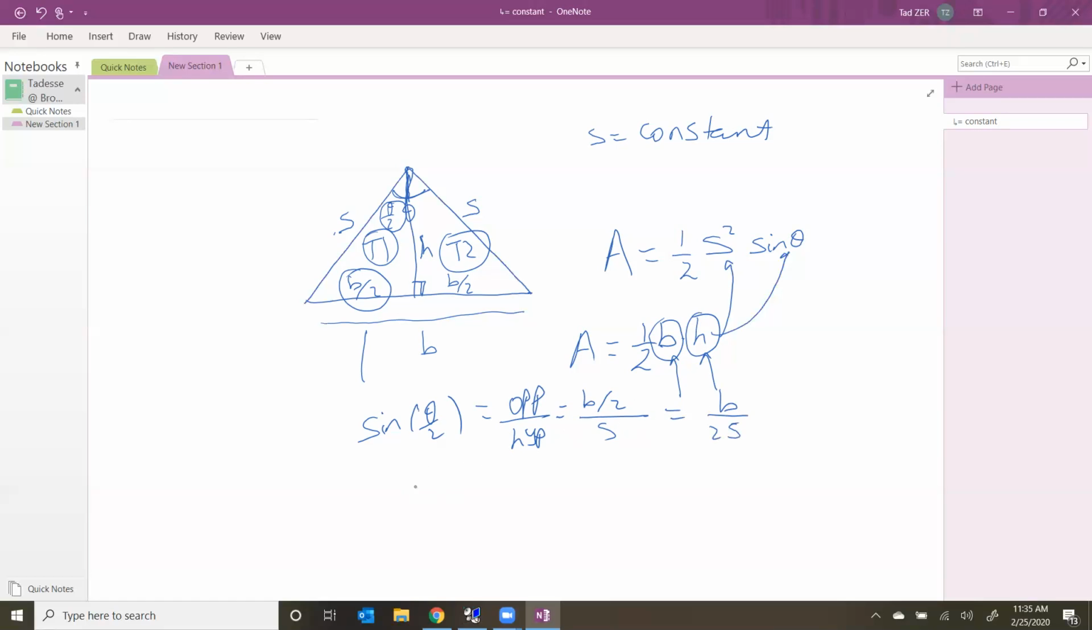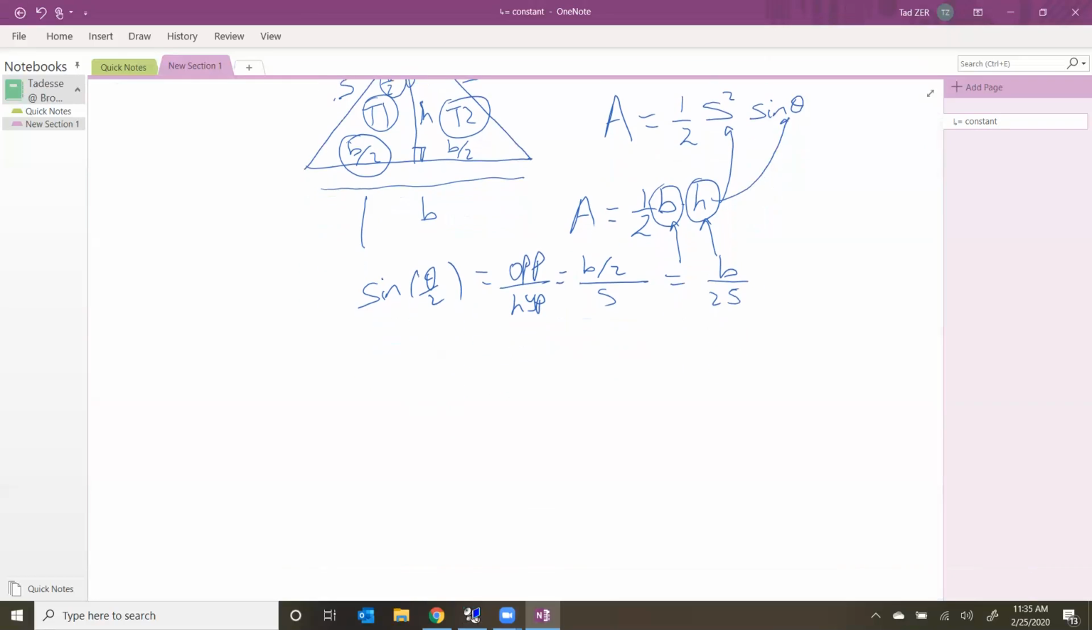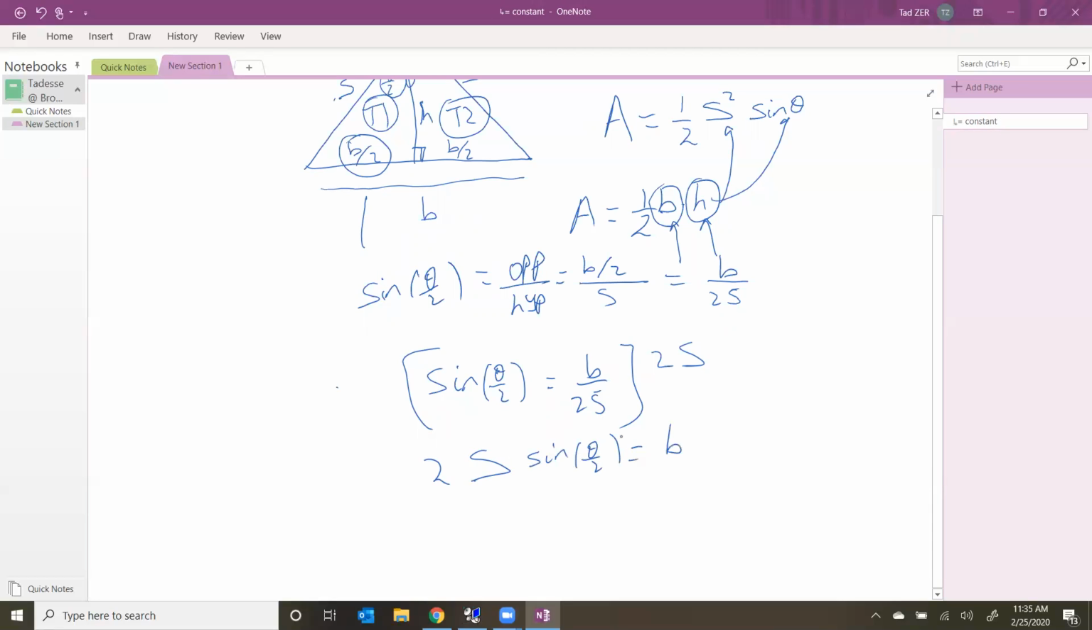So now if I have sine of an angle theta over 2 equal to b over 2s, how do I solve for b? I will multiply both sides by 2s. So that will give me 2 times s times sine of theta over 2, which gives you the value of b. Now I was able to find b in terms of s and the angle theta.